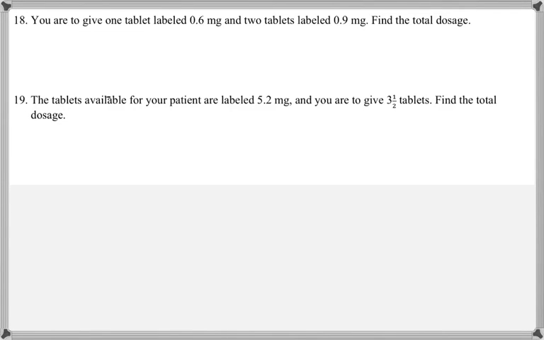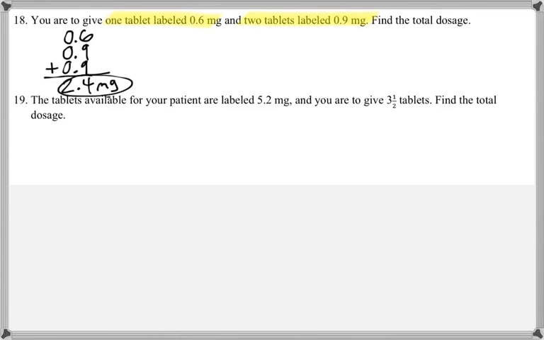Question 18 says you are to give one tablet labeled 0.6 milligrams and two tablets labeled 0.9 milligrams. Find the total dosage. So I have one labeled 0.6 and two labeled 0.9. There's really two different ways to do this, and both ways are correct. If you take 0.6 and add 0.9 to it twice, then you get 2.4 milligrams.